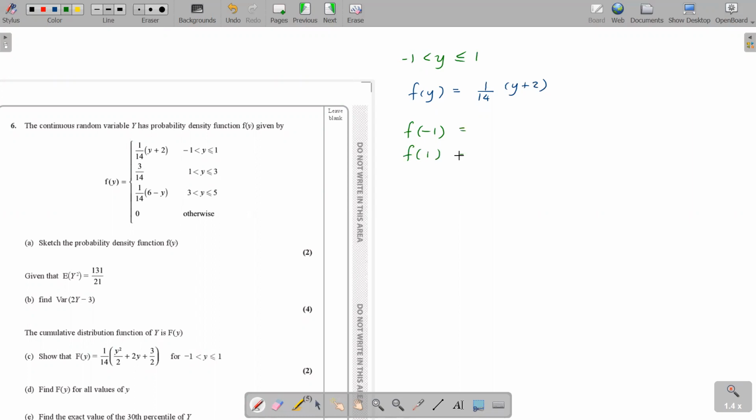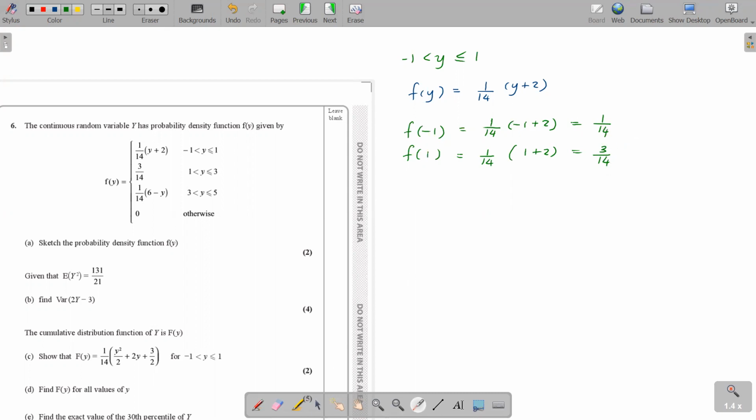So actually, the y value here is the x value, right? The x value. And then fy is the y value. Can you all input? Type in the calculator. 1 over 14 times -1 plus 2. How much is it? It's 1 over 14. The other one, 1 over 14 times 1 plus 2, which is 3 over 14. So these are the 2 coordinates, the beginning point and the ending point of your line.